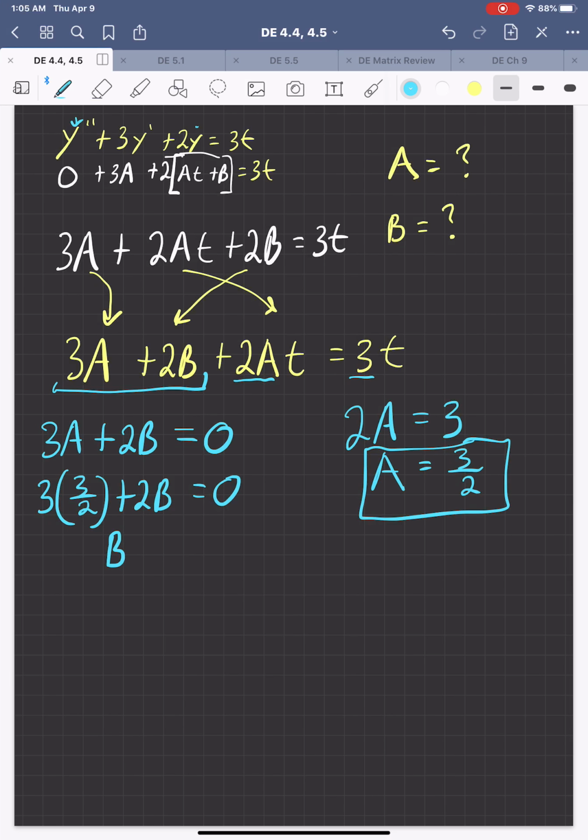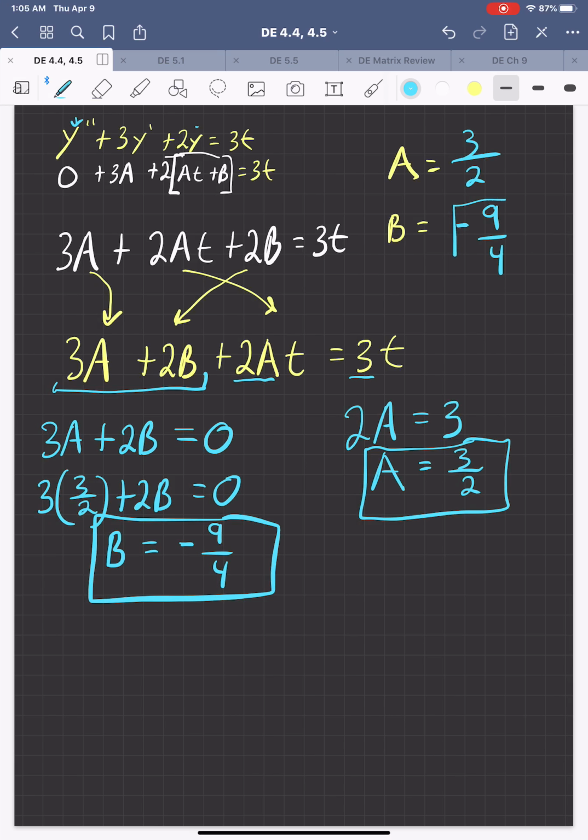Well, if we solve for b, we would get b is equal to negative 9/4. All right, so how do we know that? Well, 1, how do we know what we just did? And 2, how do we know that it is going to work?